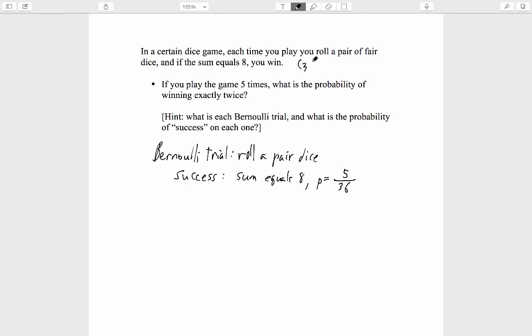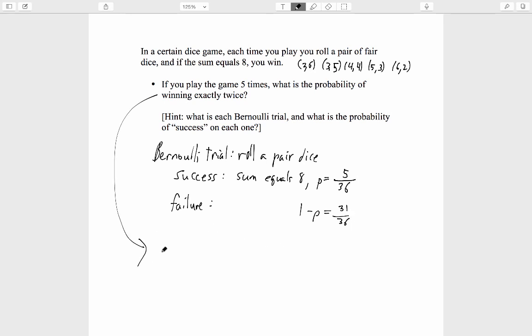For example, you could roll a 2 and a 6, or you could roll a 3 and a 5, you could roll a 4 and a 4, you could roll a 5 and a 3, or you could roll a 6 and a 2. Those are the only outcomes which contribute towards this event that the sum of the 2 dice equals 8. You couldn't roll a 1 and a 7, for example, because then somebody would be cheating. So there are only 5 ways to obtain this result. That means that on a single roll of this pair of dice, the probability of a success, the probability of winning that roll, is 5 out of 36, and therefore the probability of failure, 1 minus 5/36, equals 31/36.